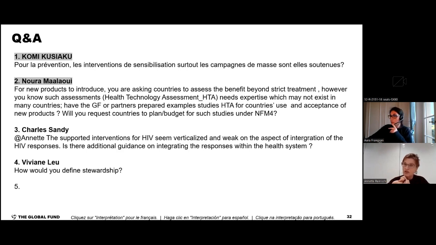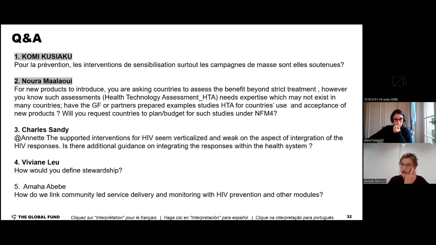And if there is a need or the country decides to perform studies, we do fund operational research. We're not funding clinical research, but we do fund operational research. And if that's what's needed, then we would be funding it. But we encourage countries to move fairly fast with the introduction of new products and tools.